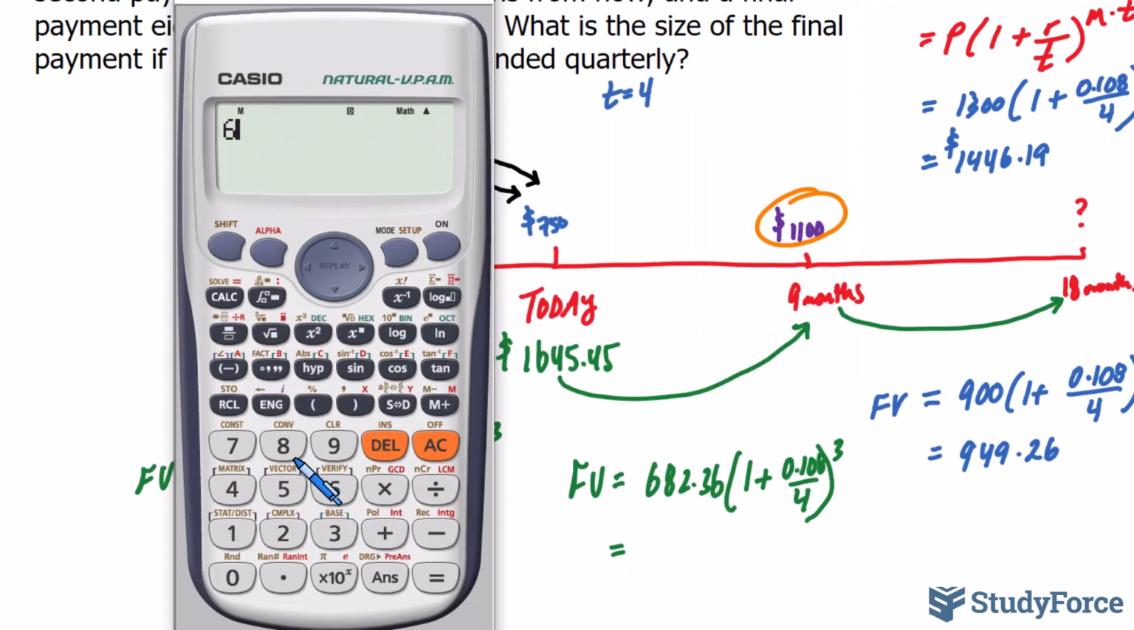So we take 682.36 and multiply that by 1 plus 0.108 divided by 4 raised to the power of 3. Therefore, our final payment will have to be $739.14.